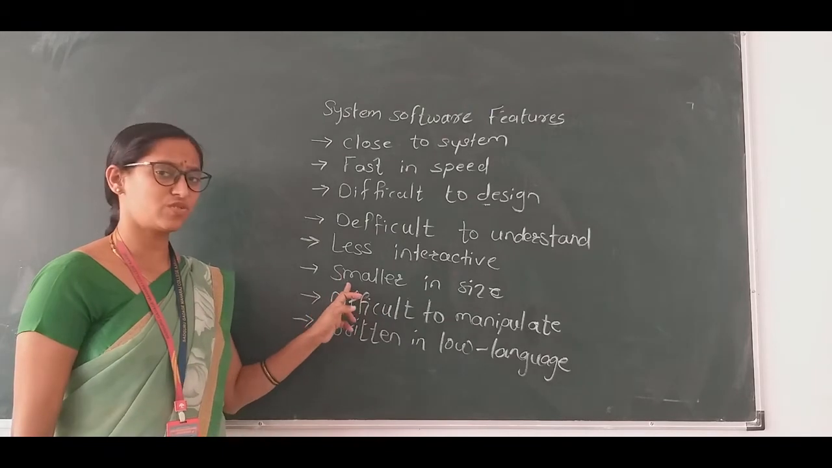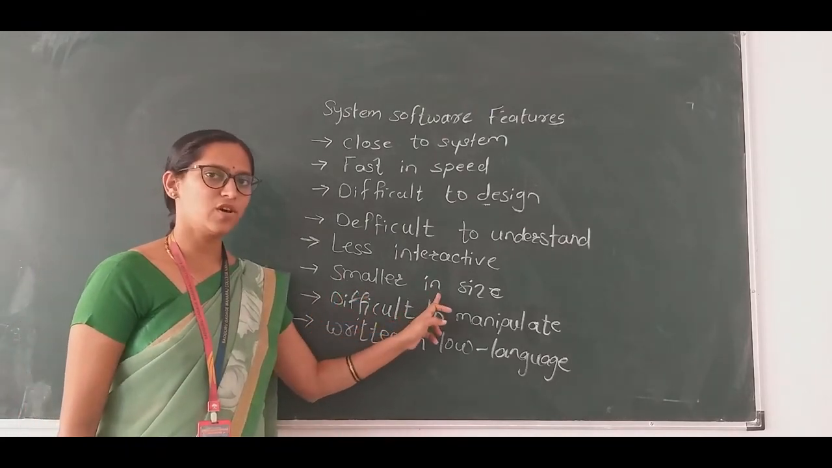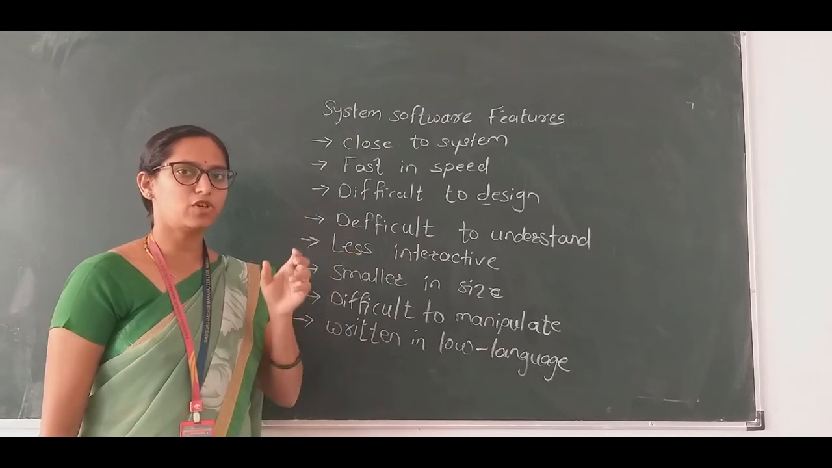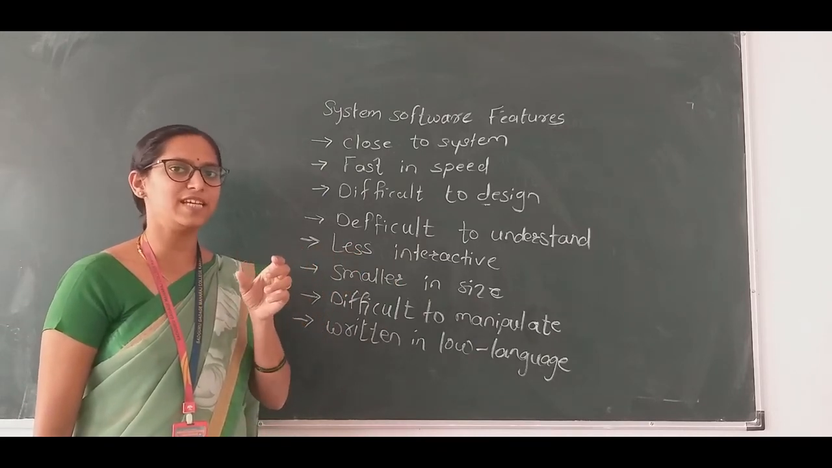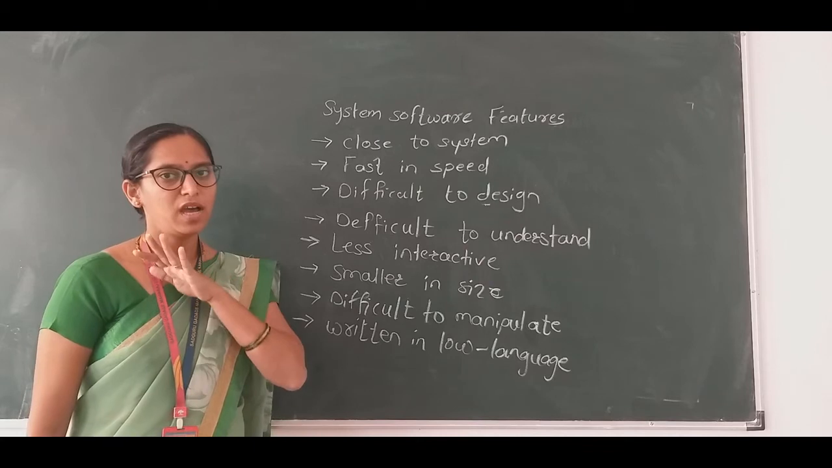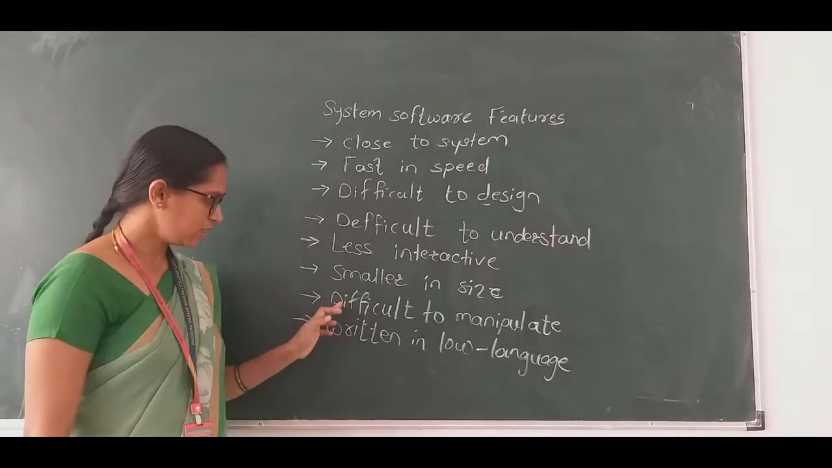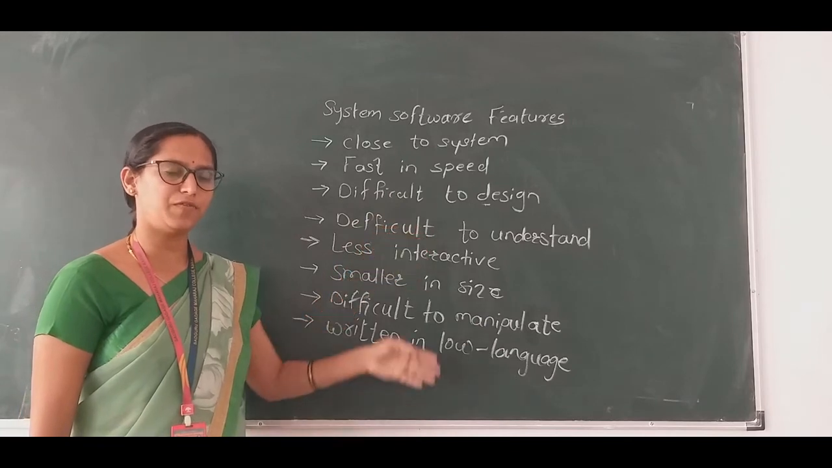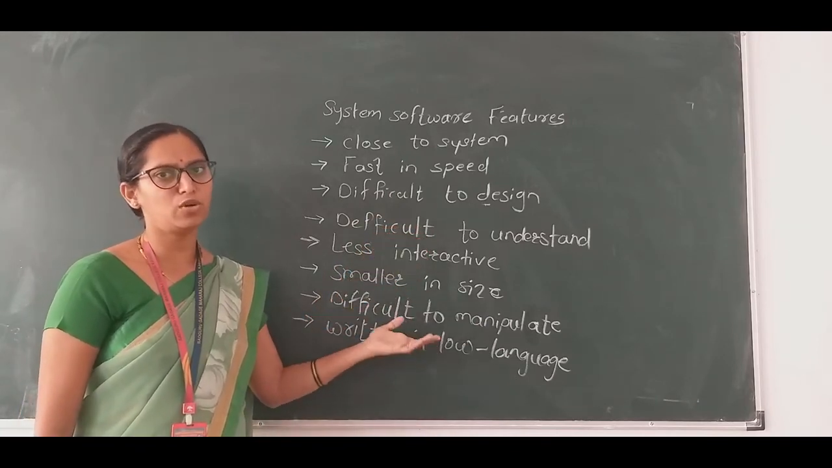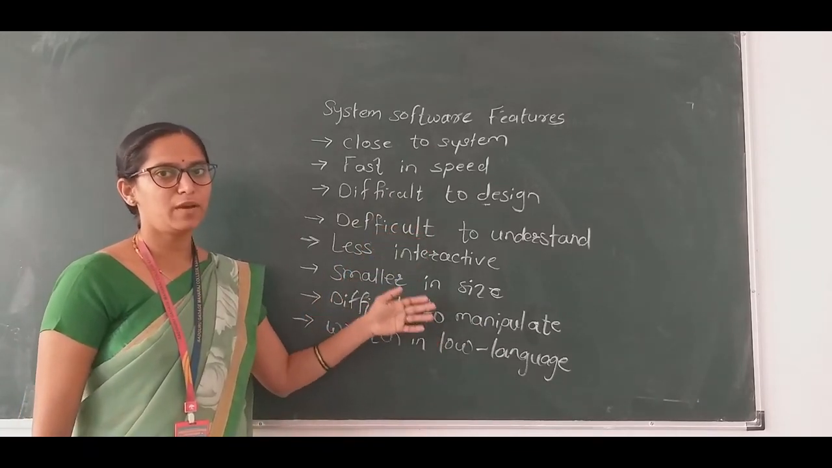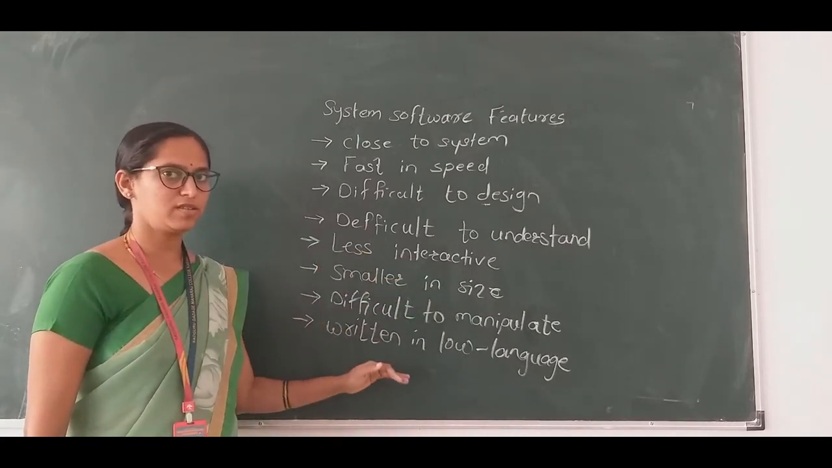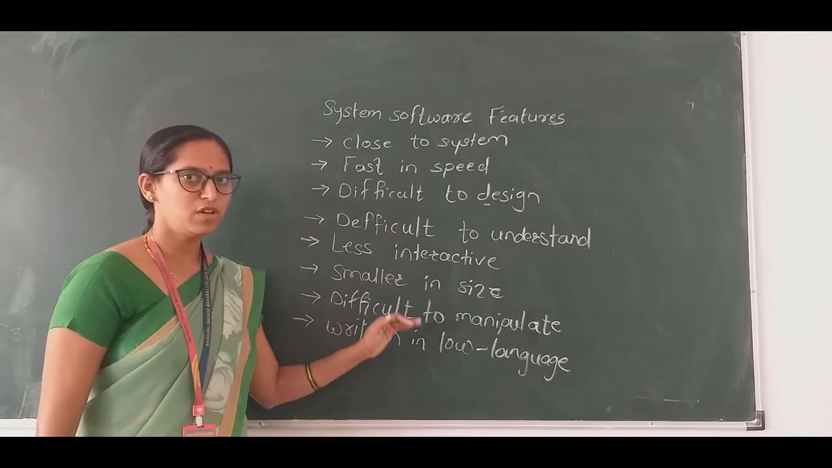And the next one is small in size. All system software is designed for a specified purpose or specified platform. That's why its size is small as compared to application software. Difficult to manipulate. If it is difficult to understand and difficult to design, it means it is difficult to manipulate. Why? Because the manipulation steps are uncommon for those particular system applications or system software.